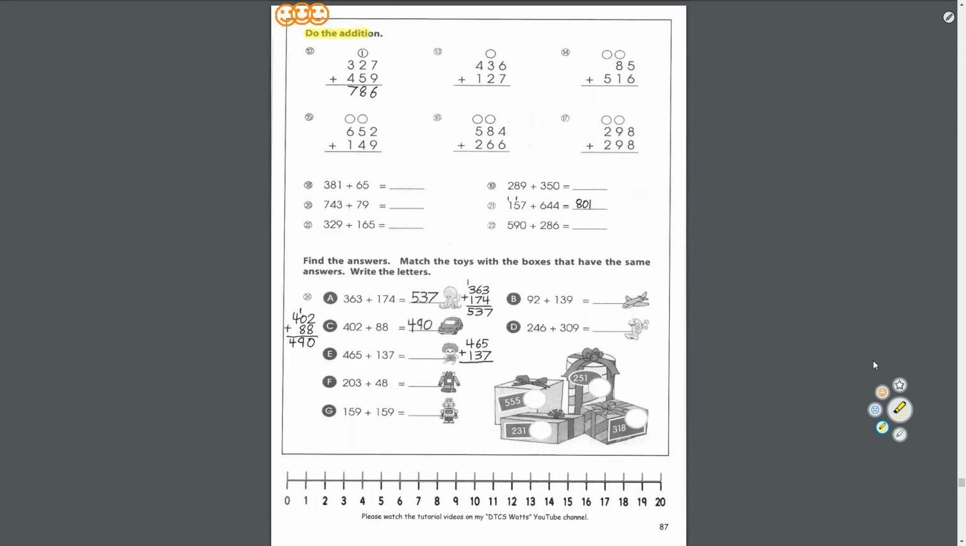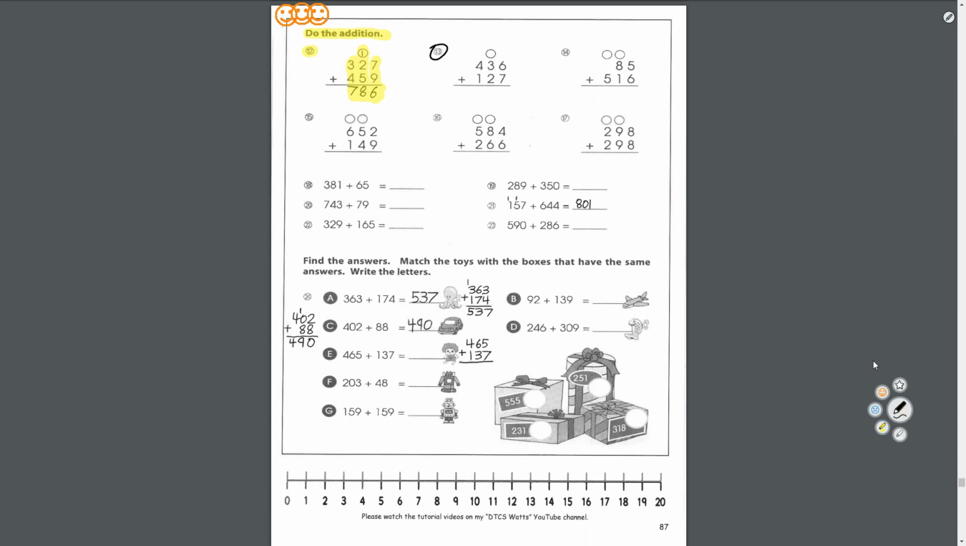Okay, do the addition. I did the first one for you, number 12. And we always start in the ones place. So 7 plus 9 is 16. Carry the 1. 1 plus 2 equals 3. 3 plus 5 equals 8. 3 plus 4 equals 7. 786. Okay, let's do the rest.